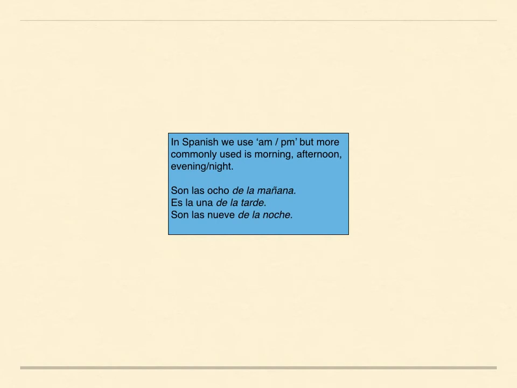In Spanish, we do use AM and PM, but more commonly used is morning, afternoon, and evening, or night. Some examples: son las 8 de la mañana. It's 8 in the morning. Es la 1 de la tarde. It's 1 in the afternoon. Or son las 9 de la noche. It's 9 at night or 9 in the evening. Okay. So evening and night both use de la noche.